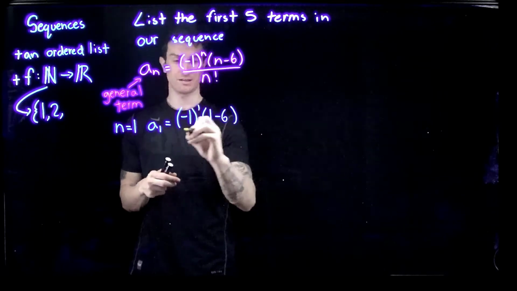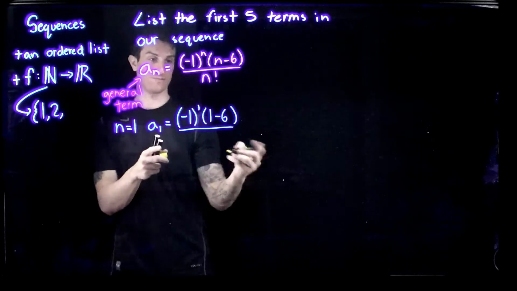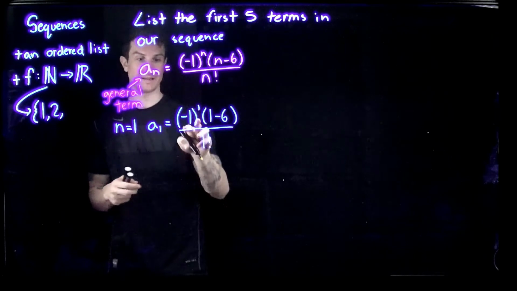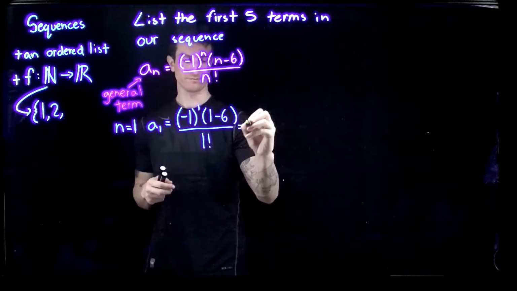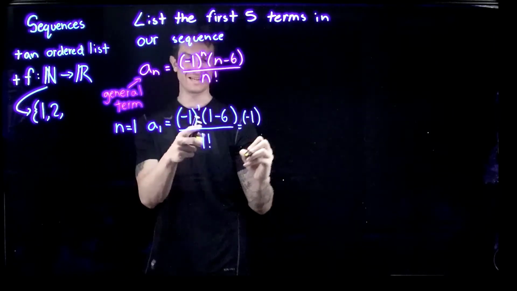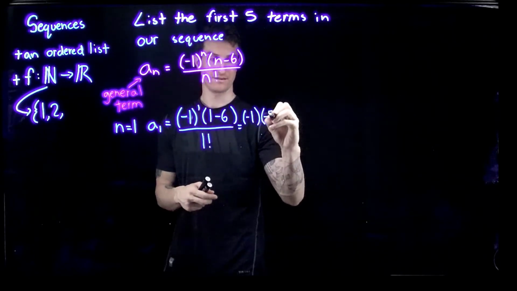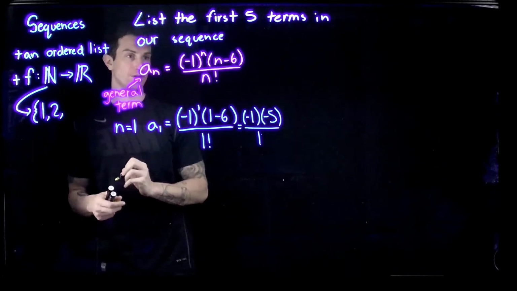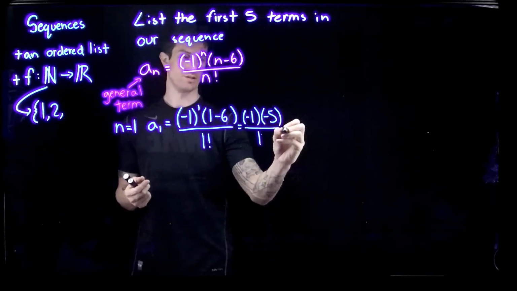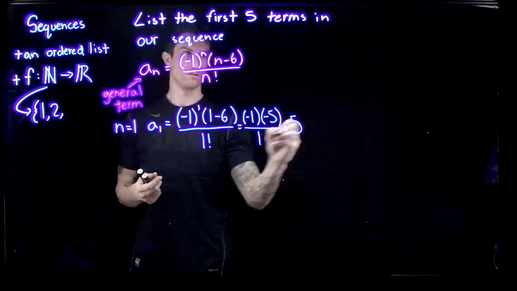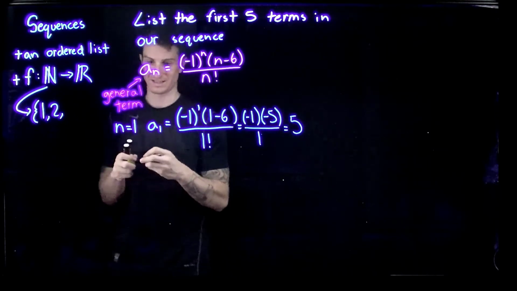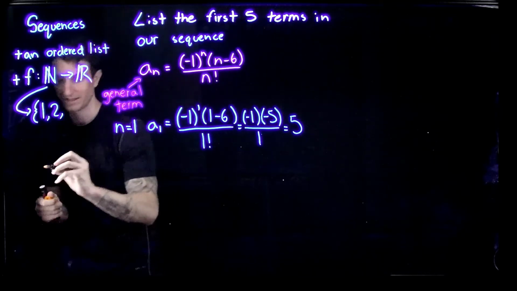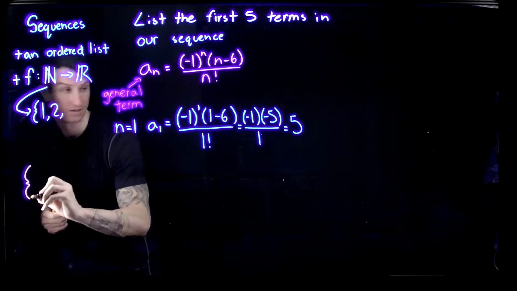I'll do all the calculations here first as we move. There's 5 of them, so I'll start shortcutting a little bit of the algebra here. -1 to the first is -1, 1 minus 6 is -5, all over 1 factorial, which is 1, so we just end up with +5. And we'll write our list down here. So our very first position in the ordered list is a 5.